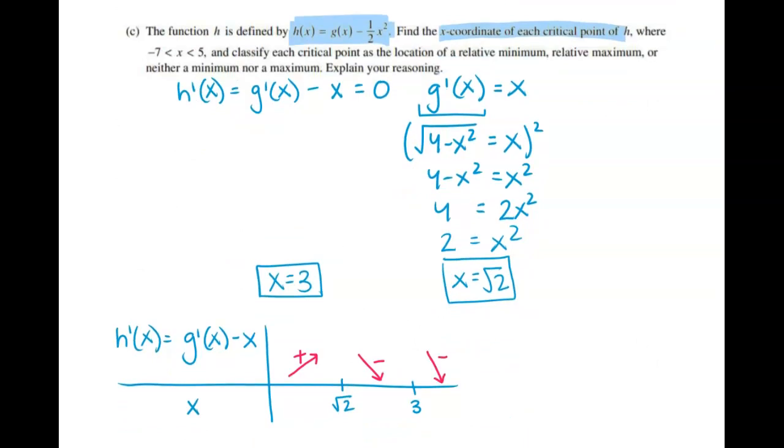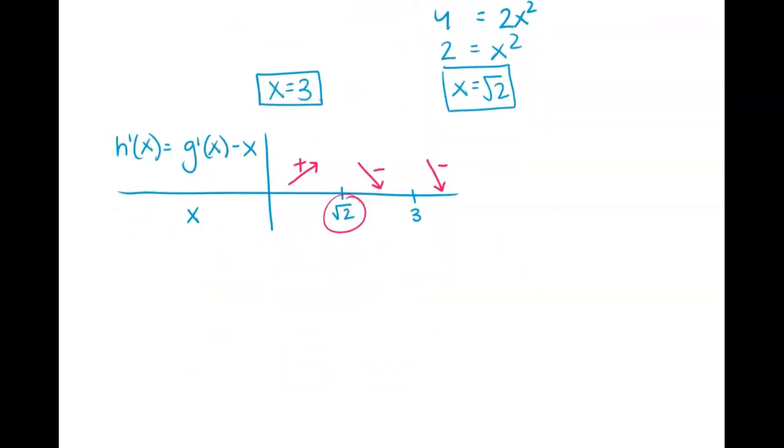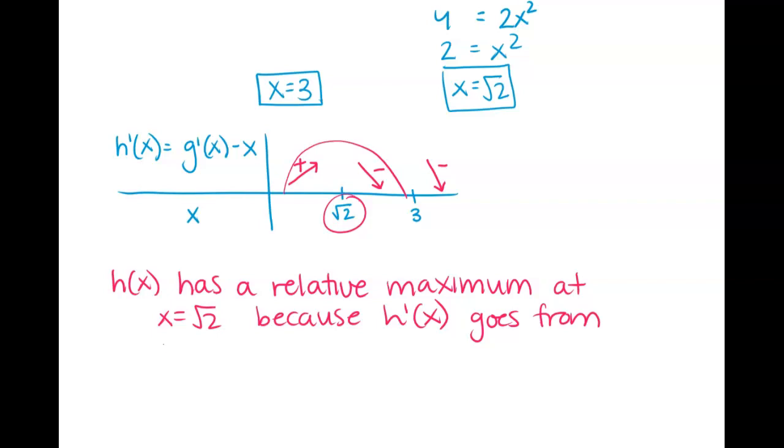So the only place h prime of x changes signs is right here at x equals square root of 2. So then we know that h of x has a relative maximum, because we kind of follow the curve, relative maximum at x equals square root of 2, because h prime of x goes from positive to negative.